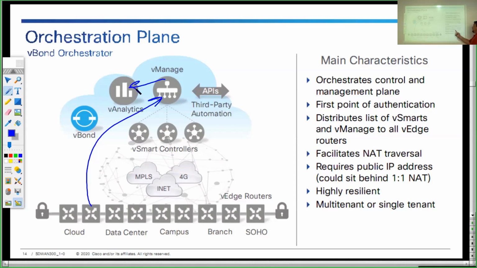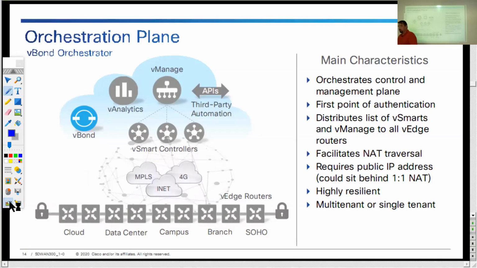They show vBond does require a public IP address, but it can sit behind static NAT, one-to-one NAT. It's typically highly resilient, and it can be multi-tenant, meaning you're using one vBond for multiple companies, or it could be single tenant. It kind of depends on how big the company is going to be.